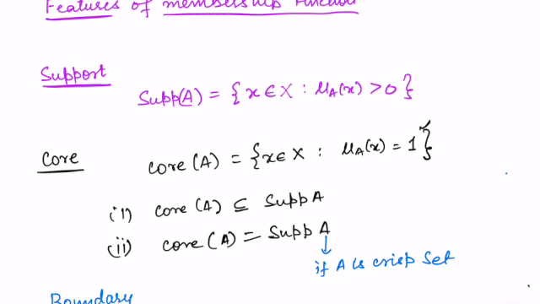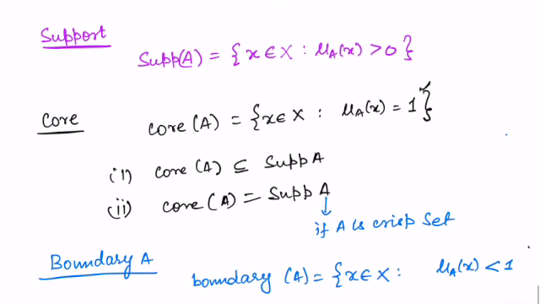Now let us move to the next one, boundary of A. So what is the boundary of a fuzzy set? We say the boundary of a fuzzy set A is all those points where the membership grade is less than 1, because if it is 1, it will go to core, and greater than 0.